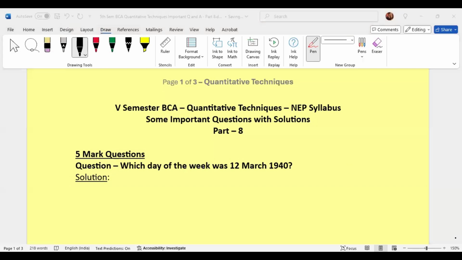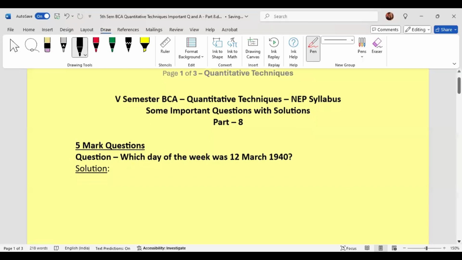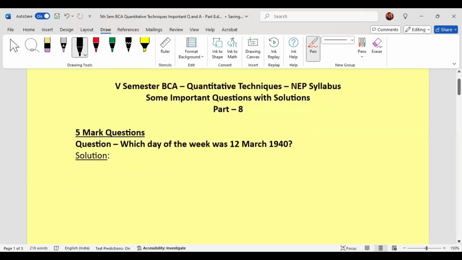Hello, everyone. This is in continuation to our discussion on the subject Quantitative Techniques of 5th semester BCA NEP syllabus. We were discussing some important questions and their solutions. This is part A. The first question is, which day of the week was 12th March 1940? So we have to adopt certain steps.